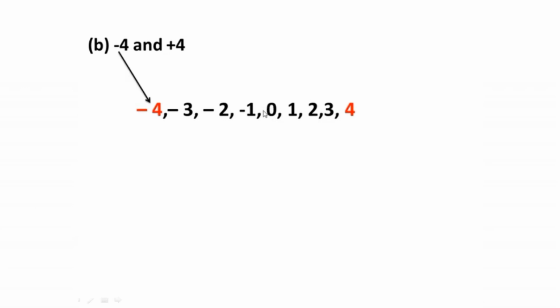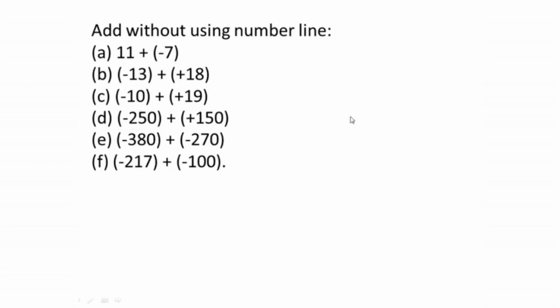You can see 0 is the midpoint. So on the right hand side 1, 2, 3 will come, positive values. On the left hand side minus 1, minus 2, minus 3. These are the negative values. This is the range between minus 4 to 4. Let's see the next concept.